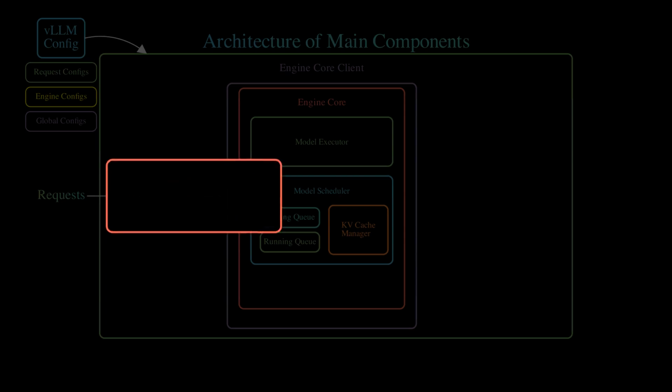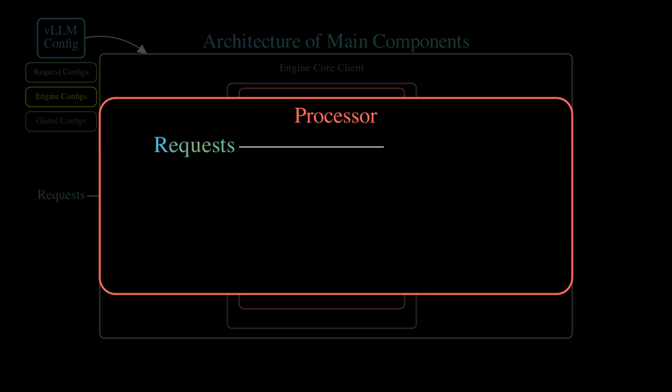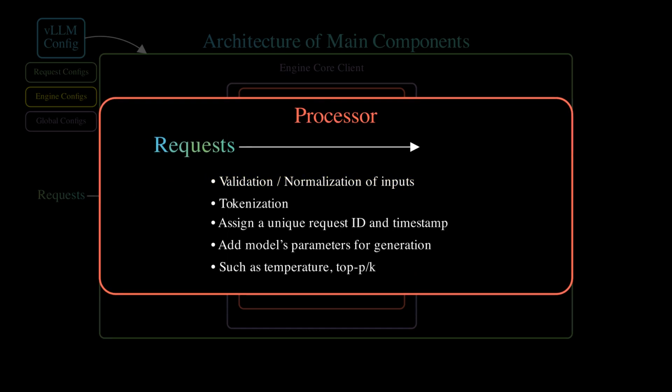When the processor receives requests, it validates them using the vLLM configs, tokenizes the inputs, assigns each a request ID, applies request level settings like temperature, and packs everything into an engine core request object.